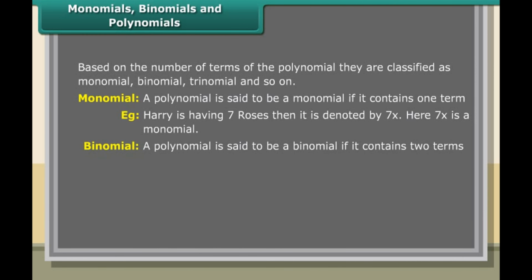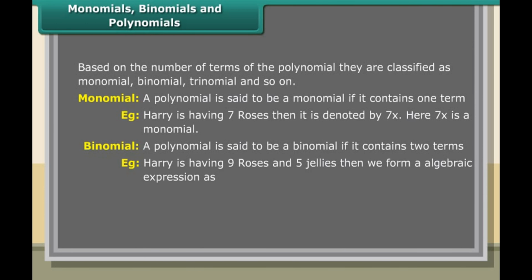Binomial. A polynomial is said to be a binomial if it contains 2 terms. Example, Harry is having 9 roses and 5 jellies.